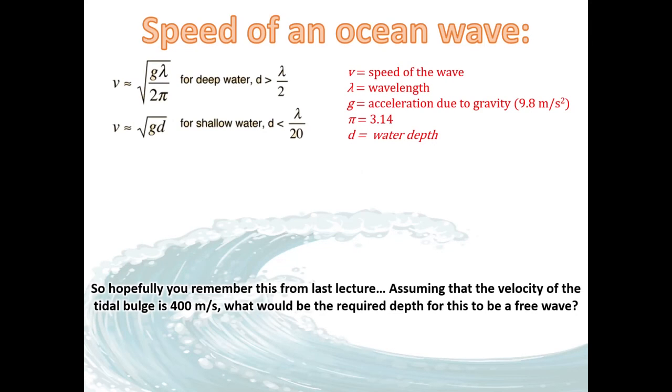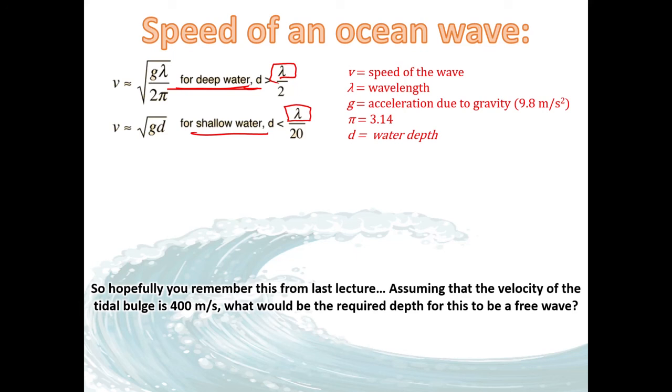Remember I showed you this lecture slide last time, and we talked about the speed of an ocean wave. Remember how we said, well, it depends. How fast does an ocean wave move? It depends if it's deep water or shallow water. And remember that we defined deep water and shallow water based on the wavelength, lambda, divided by 2. If the depth of the water is greater than the wavelength divided by 2, then we treat it as a deep water wave. If not, we treat it as a shallow water wave or a transitional wave.